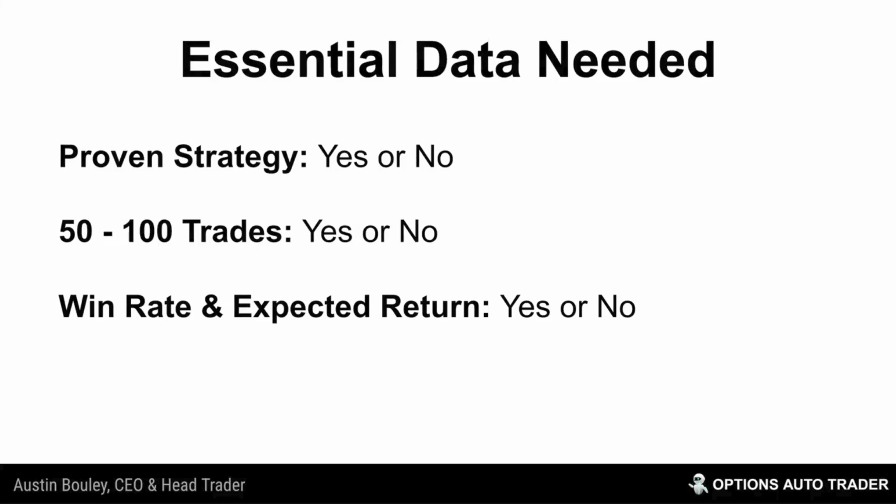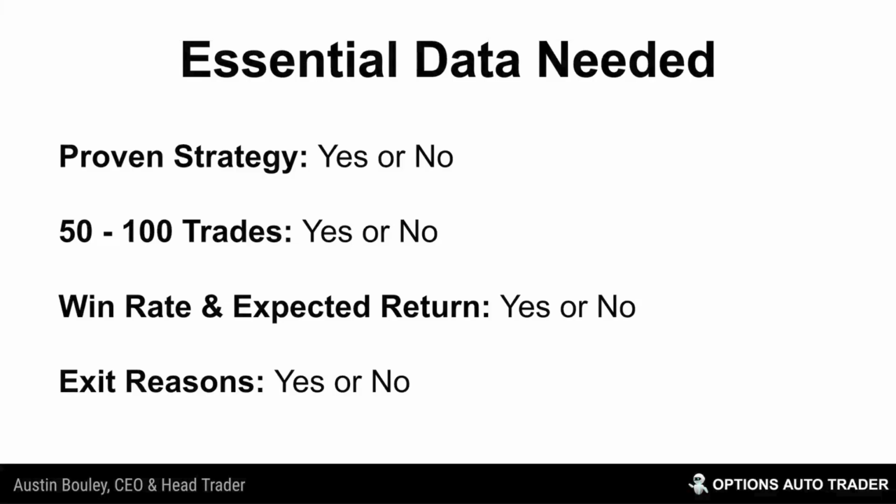So one, do we have a strategy? Two, do we have at least 50 trades that we can look at? And next, we have the win rate and expected return. Now, this is shown inside the options auto trader. When you click into a specific bot, it will show you the win rate and expected return side by side, so you can see these numbers there for you.